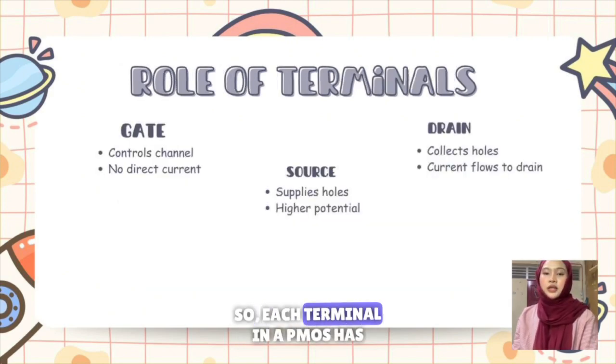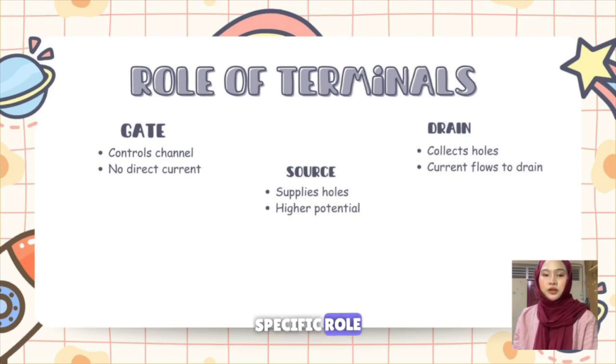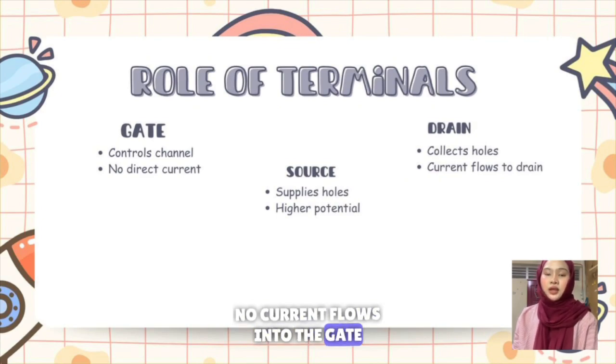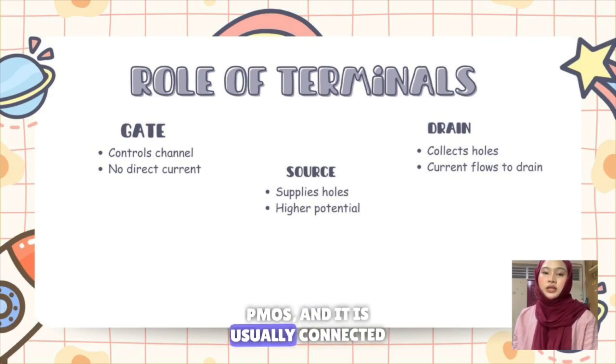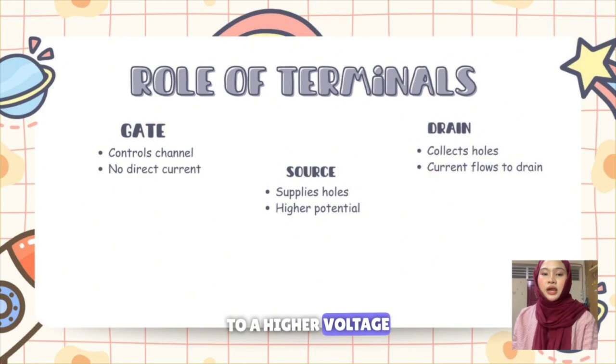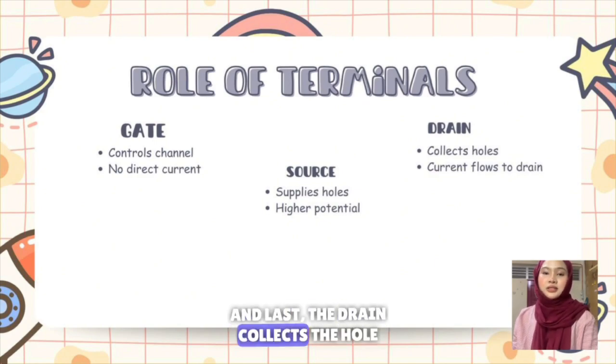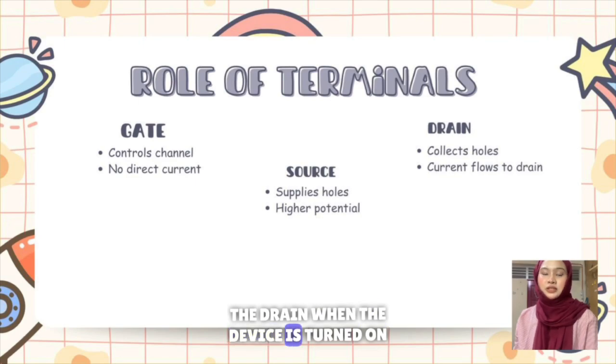So each terminal in a PMOS has a specific role. First, the gate controls the formation of the conducting channel by applying an electric field. So ideally, no current flows into the gate. And then the source supplies holes, which are the charge carriers in a PMOS, and it is usually connected to a higher voltage. And last, the drain collects the holes and current flows from the source to the drain when the device is turned on.